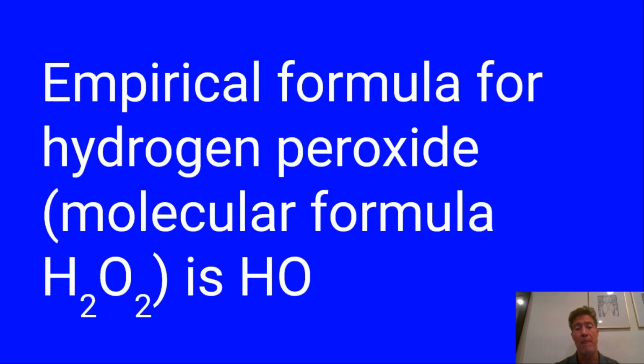Does that make sense? The empirical formula for hydrogen peroxide, for example. The molecular formula is H2O2. But I can factor out a 2 out of both of those, right? So the lowest whole number ratio of H's to O's is 1 to 1. So if I were calculating the empirical formula for hydrogen peroxide, it would come out to be HO. And I would only know that that's different from the molecular formula if I know the molar mass of this whole molecule.